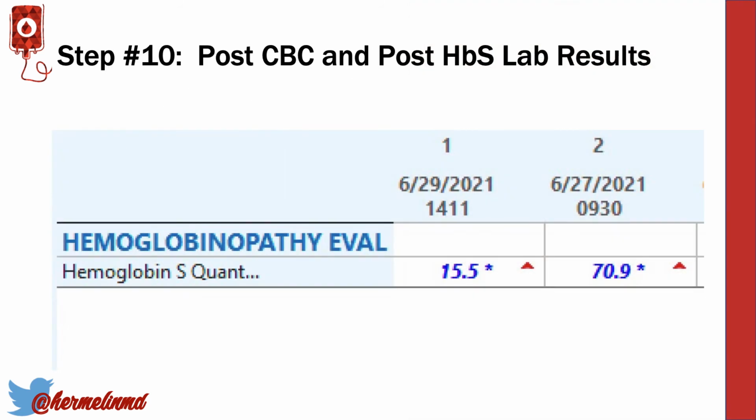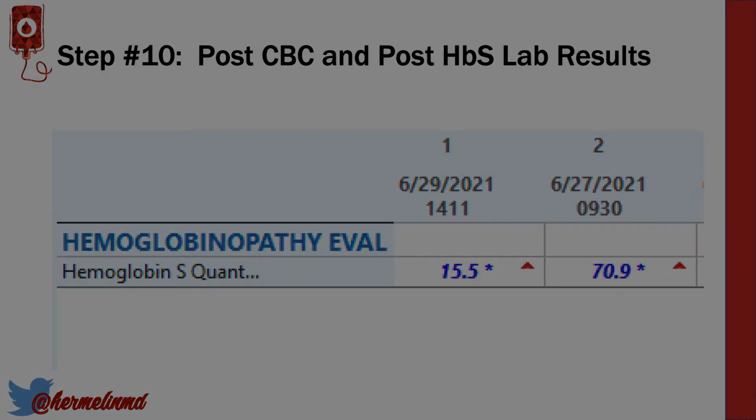Once the procedure is complete, make sure that the apheresis nurse collects a post-CBC and a post-hemoglobin S, either electrophoresis or quant. That way, you can make sure that you achieve your red cell exchange goals.